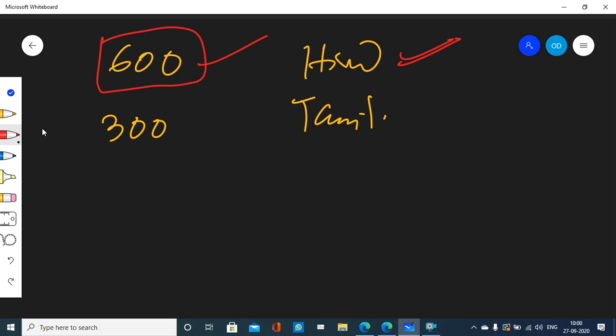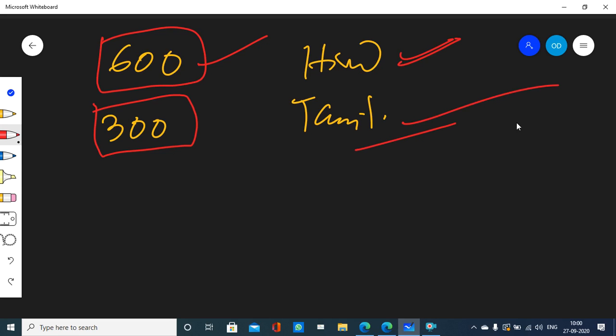Okay. Similarly, here it is saying that 300 people speak Tamil. Is it necessary that all these 300 people speak Tamil only? No. Where is the word only? Show me. It says that 300 people speak Tamil. Well, it is possible that there are some who also speak Hindi.